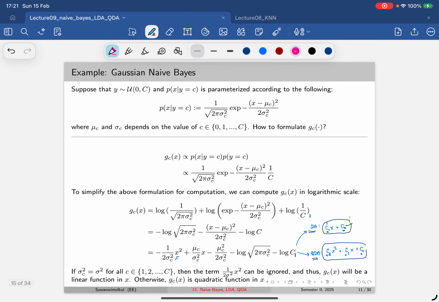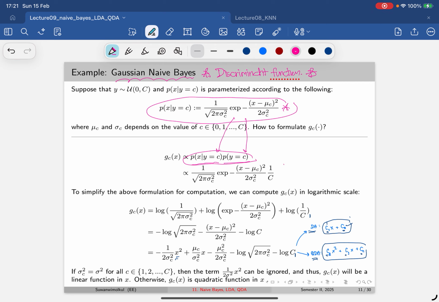Okay, next example, and this is very important: an example of the discriminant function of the Gaussian naive Bayes. And Gaussian naive Bayes is actually going to be the basis of LDA and QDA. Just like what we know previously, we have this likelihood function. We plug it into this relationship between likelihood and prior, and together it will be the posterior.